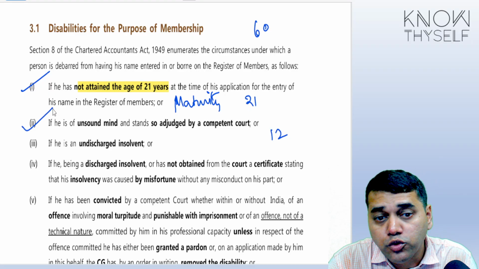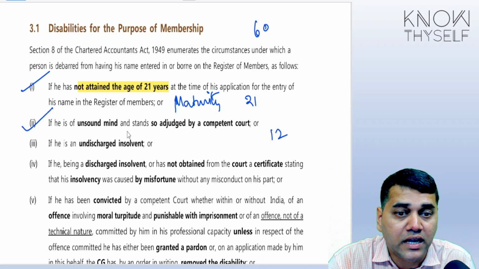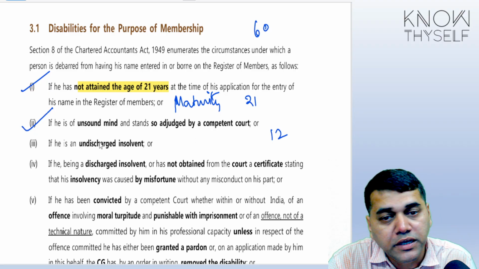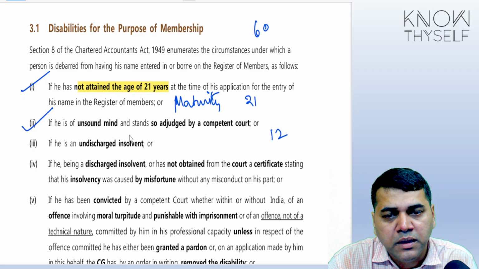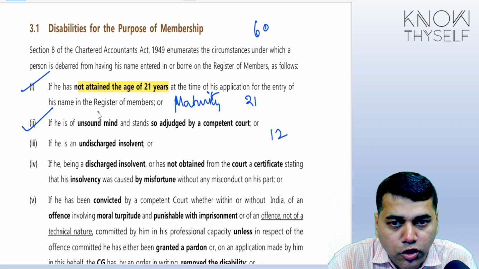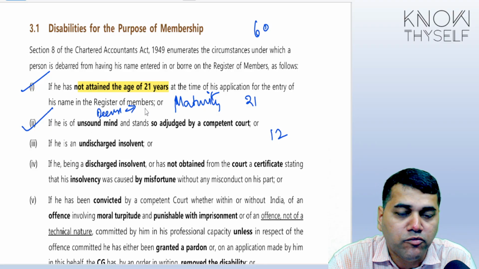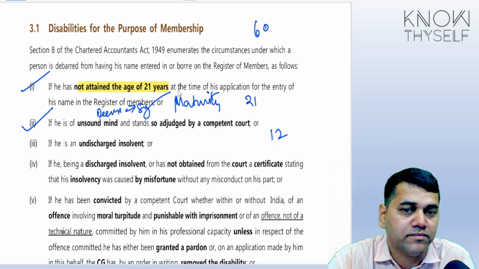Now, if you are proved to be of unsound mind and judged so by the court, yes, you will be removed from the membership, or you cannot be entered in the register. Why? Because if you are of unsound mind, you cannot make decisions and someone can misuse your signatures.